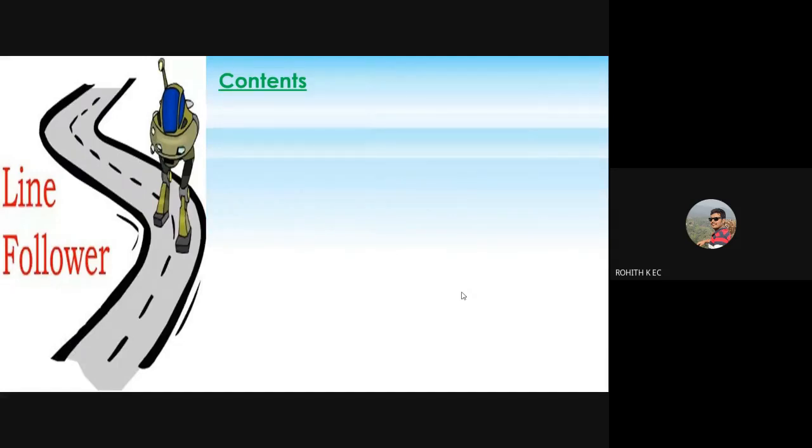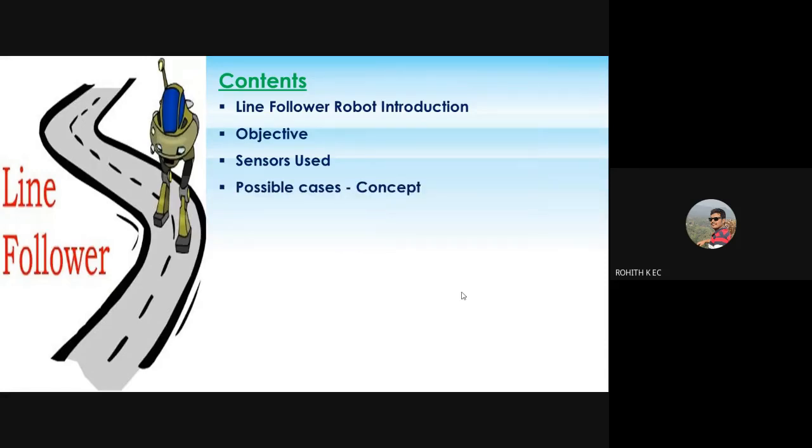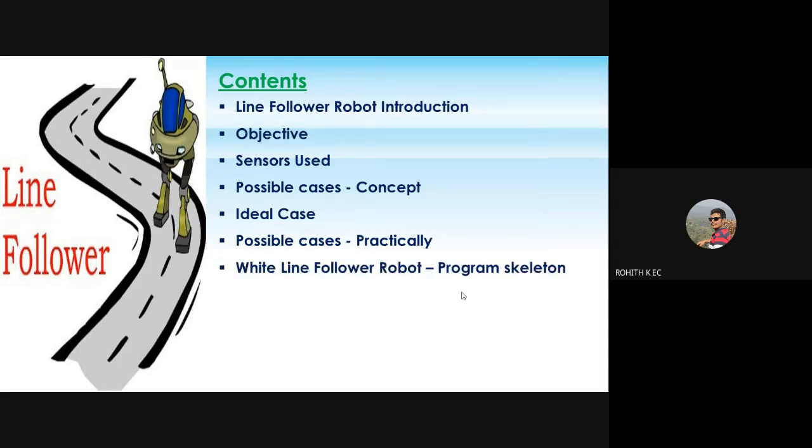So the contents of my presentation today includes introduction to line follower robot. What is the objective of this particular experiment, and what are the sensors used in this experiment? Possible cases discussion conceptually. What is the ideal case for a line follower robot? Then possible cases we'll encounter practically. Then we'll discuss about program skeleton followed by program, and then demo video of the same, quiz, and few projects that you can explore based on this particular experiment.